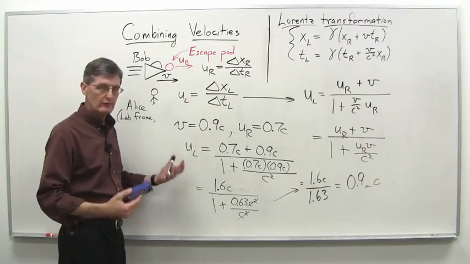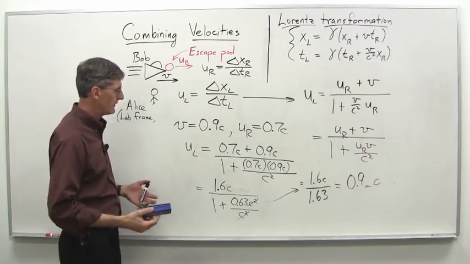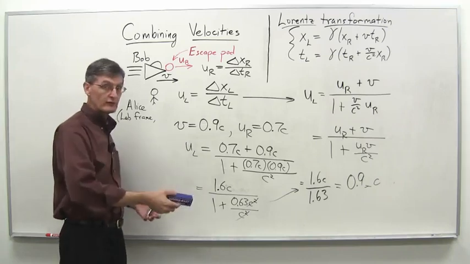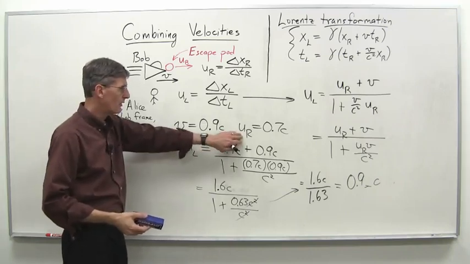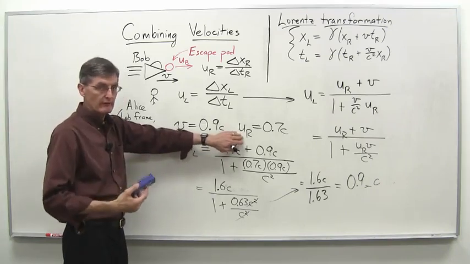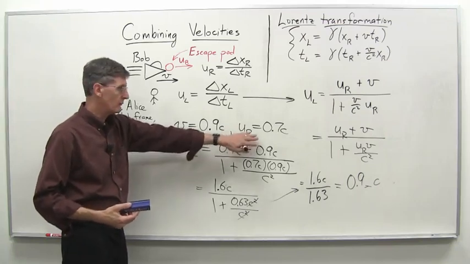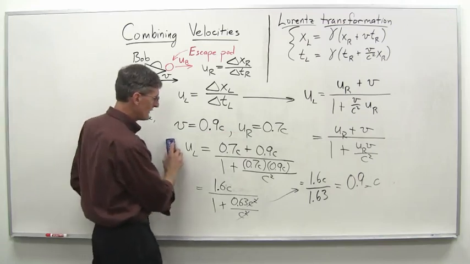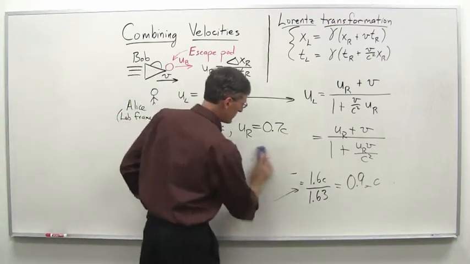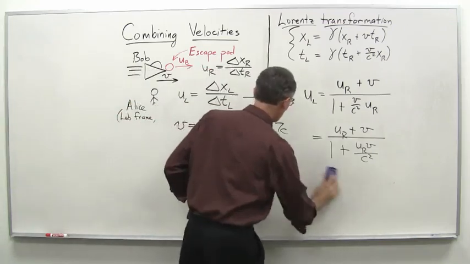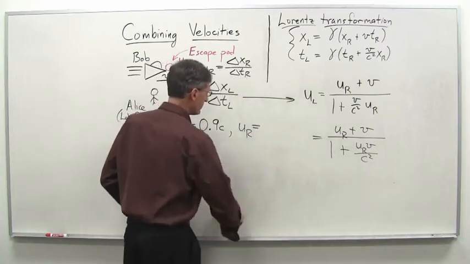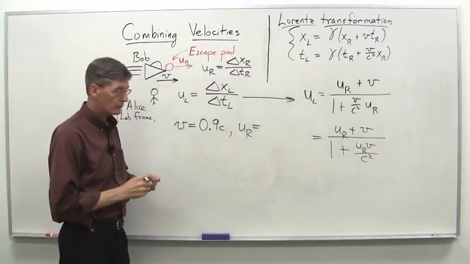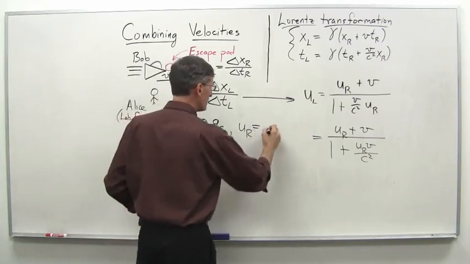In fact, you might want to turn off the video or pause the video here for a minute and just try that situation. In other words, u sub r, which has been the velocity of the escape pod, what if that was just a light beam, so at the velocity of light? So try that if you want, and we'll do it right now. So u in the rocket frame is going to be a beam of light, so it's just going to be c.